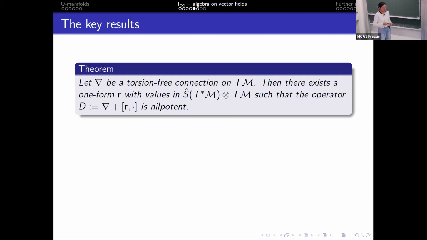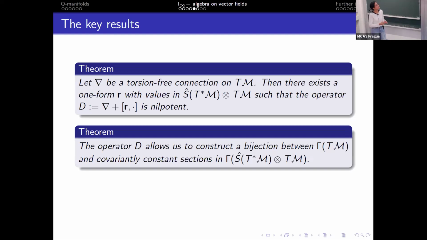So this is similar to the lemmas used in deformation quantization. So we start with the torsion-free connection, nabla. We can deform this connection by a differential form R in such a way that this operator is nilpotent. So the idea is that thanks to this operator, I can produce a bijection between the sections of the tangent bundle, I mean the vector fields, and the covariantly constant sections of the fiber bundle that I'm considering.